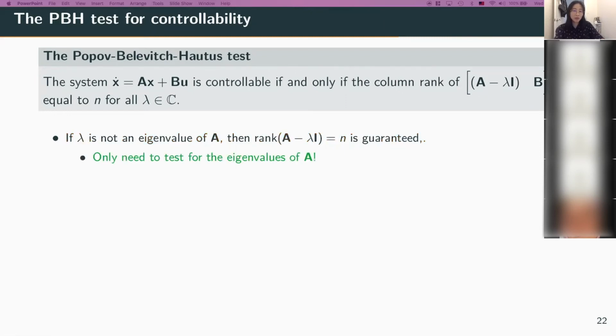And what this implies is that when you do perform the PBH test, you actually only need to check for the eigenvalues of A and see if the overall matrix has full rank. So that reduces the complexity by a whole lot. And if lambda is an eigenvalue of A, then the matrix A minus lambda I is going to be rank deficient. And the null space is the span of the eigenvector corresponding to lambda.